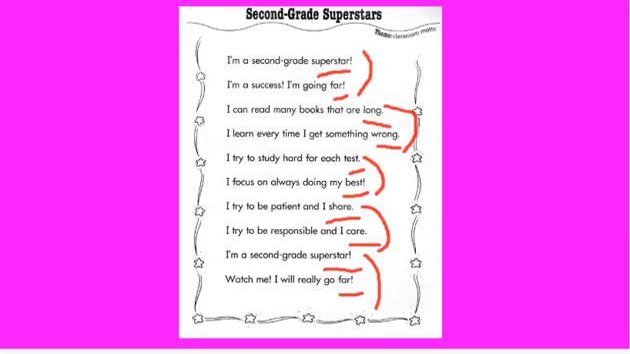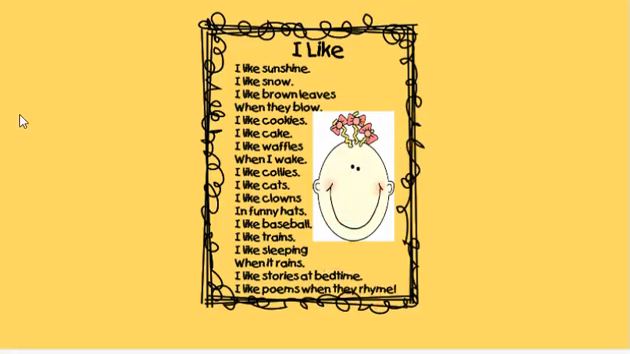Let's look at another poem. This one's called I Like. And this poem also uses some rhyming words, but it uses them a little bit differently than the first poem. This one has every other line rhymes. The poem is called I Like.